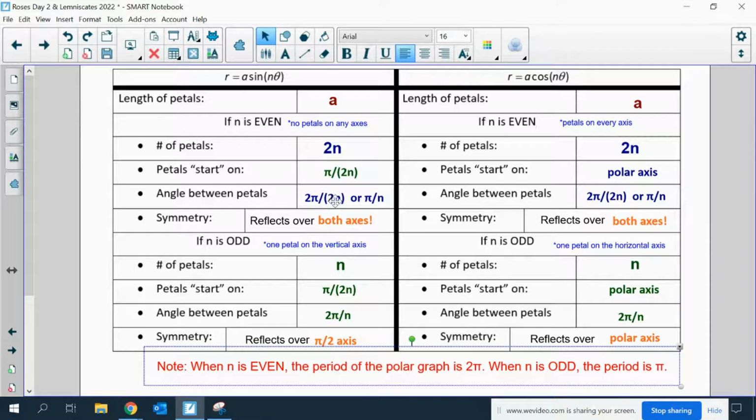And then the angle between the petals is different based on whether it's even or odd because the number of petals is different. So because the number of petals differs, the angle between the petals differs for even and odd values. The symmetry, we already talked about the rotational symmetry, but the line symmetry or reflection symmetry, when n is even, it reflects over both axes. When n is odd, sine graphs reflect over the vertical axis, and cosine graphs reflect over the horizontal axis.